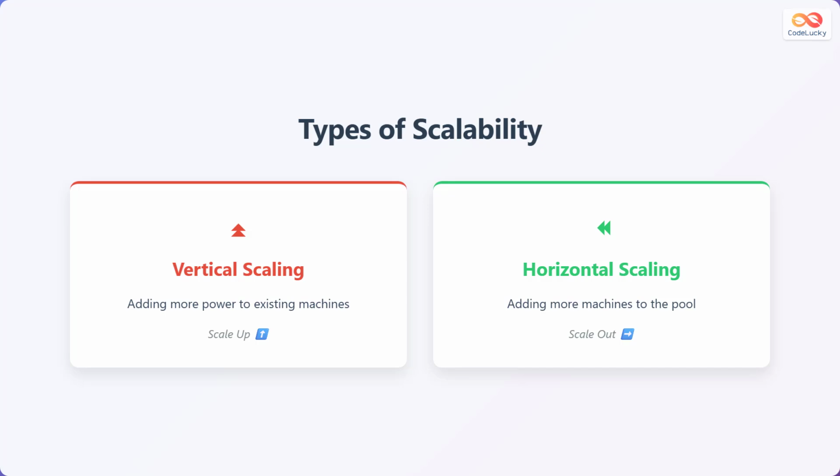There are mainly two types of scaling. First, vertical scaling, which means adding more power to an existing machine. This is often called scaling up. Second is horizontal scaling, which involves adding more machines to the pool. This is referred to as scaling out.